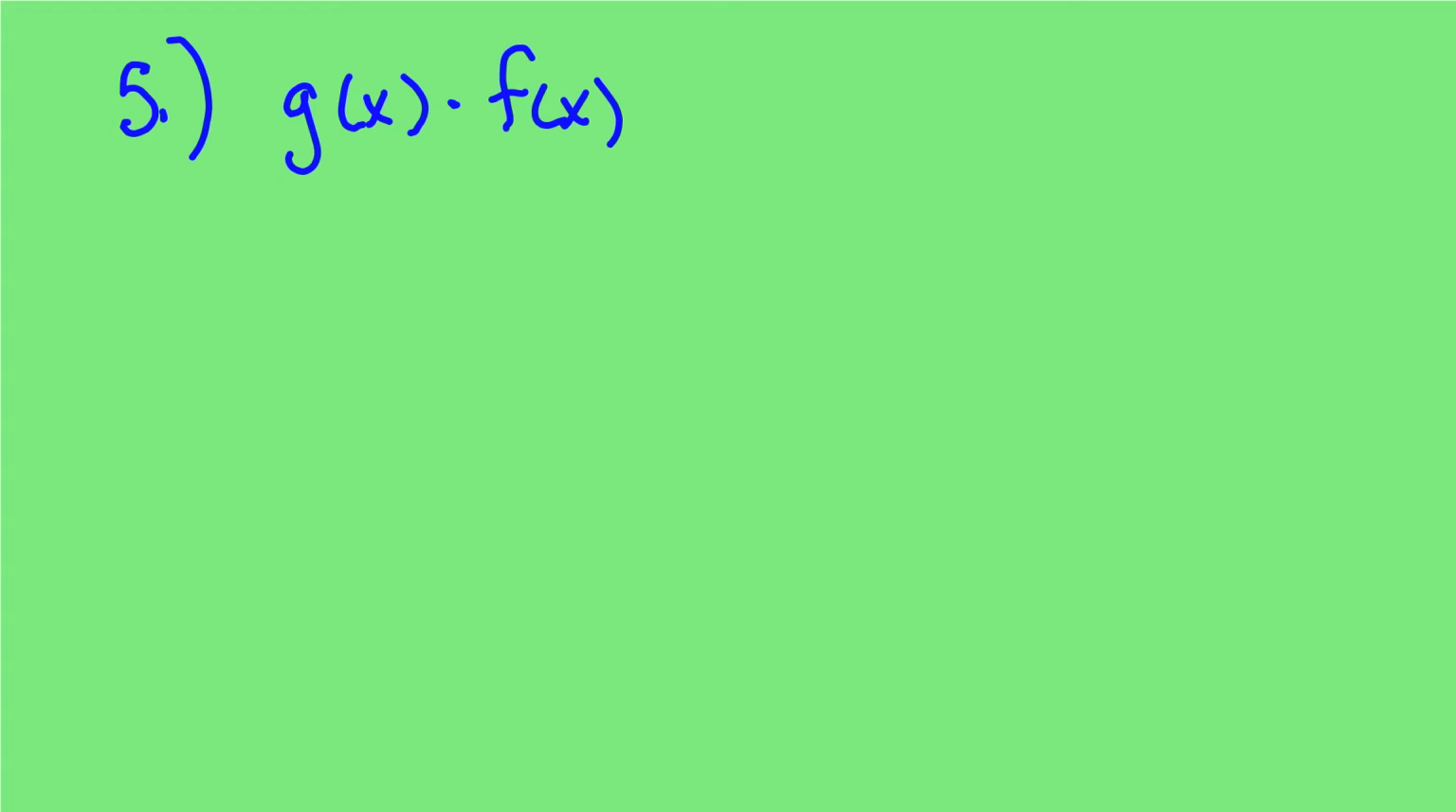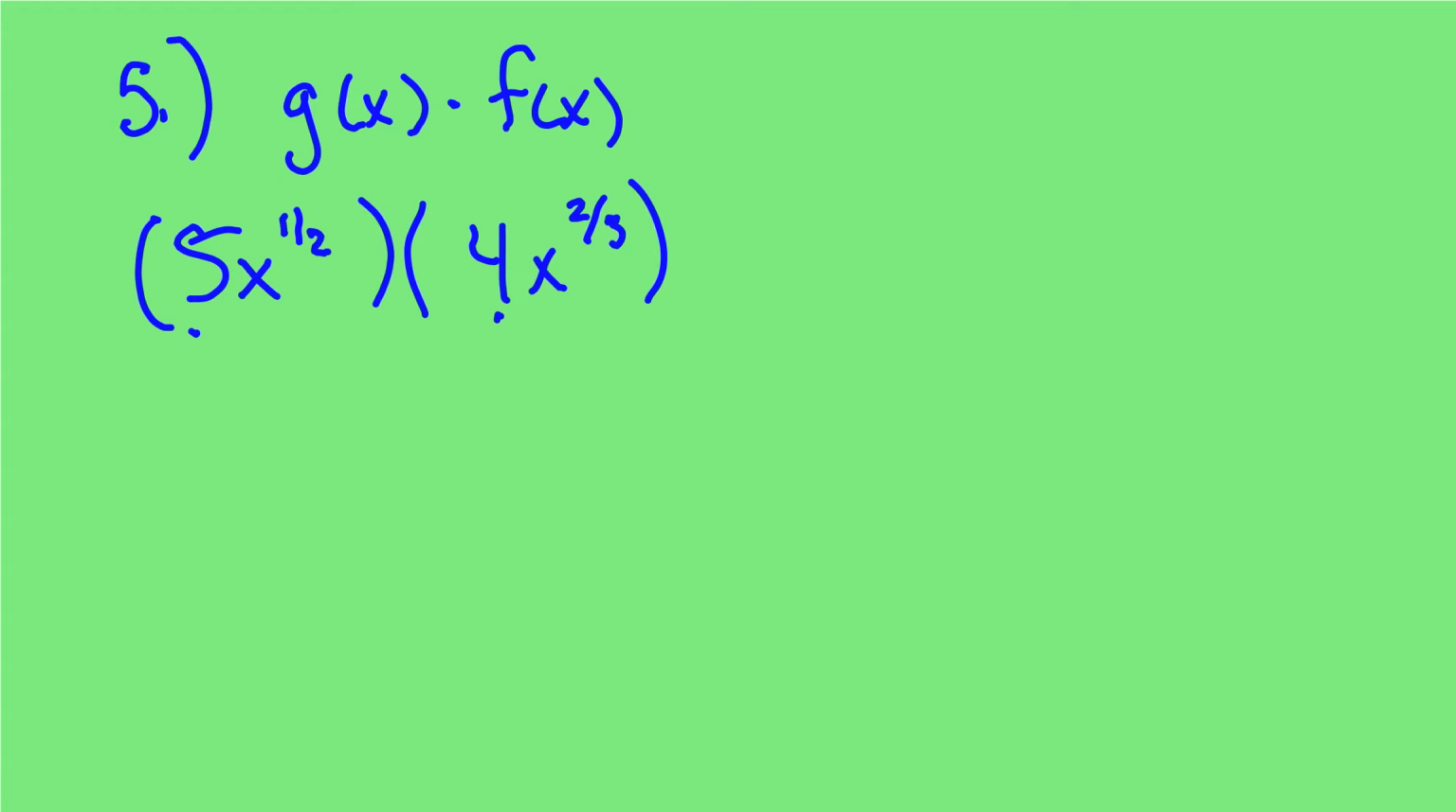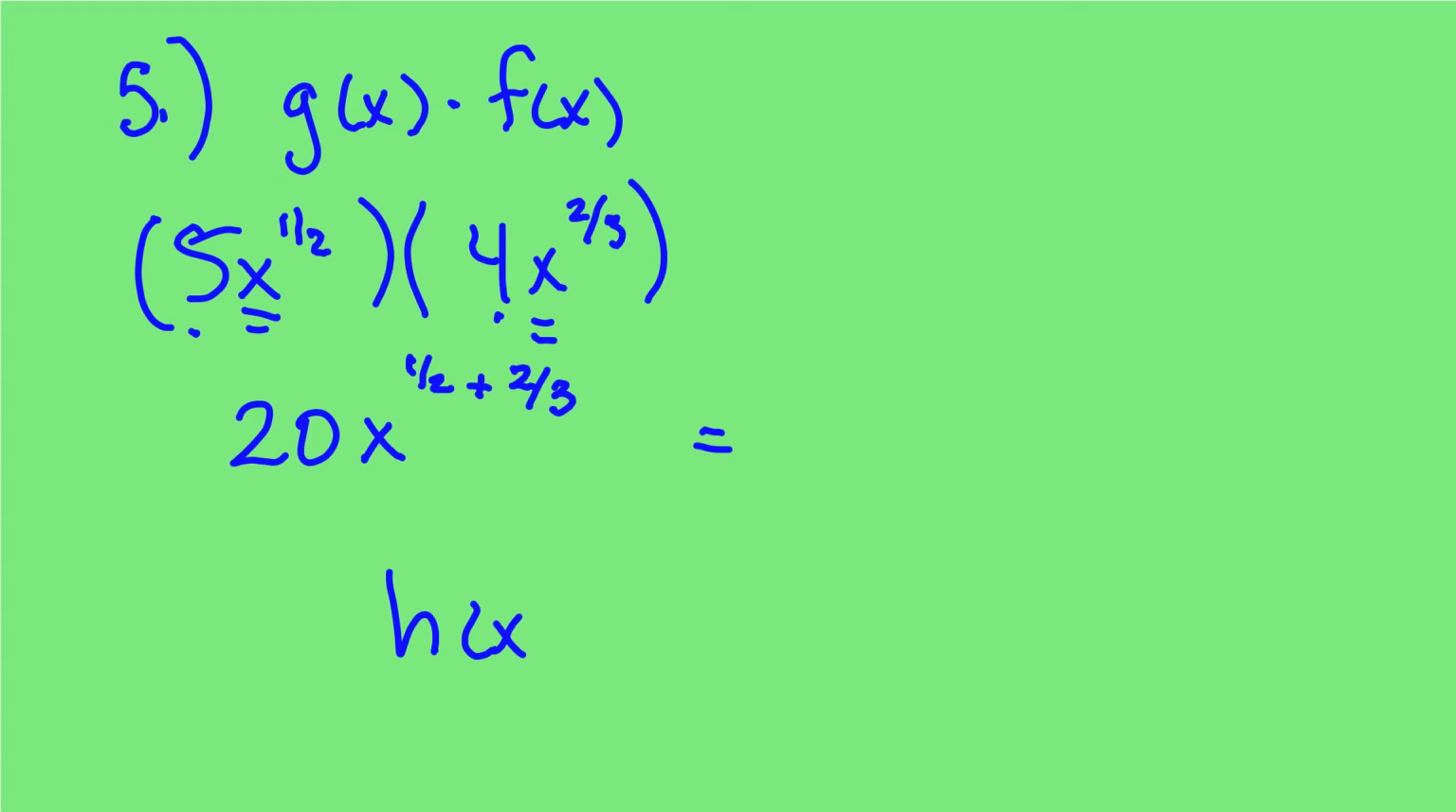Alright, so number 5, g of x times f of x. So I have 5x to the 1/2 times 4x to the 2/3. I do 5 times 4 to get 20. I have matching x's, so I add the exponents. I do 1/2 plus 2/3. 1/2 is 3/6, 2/3 is 4/6. So I end up with h of x equals 20x to the 7/6.